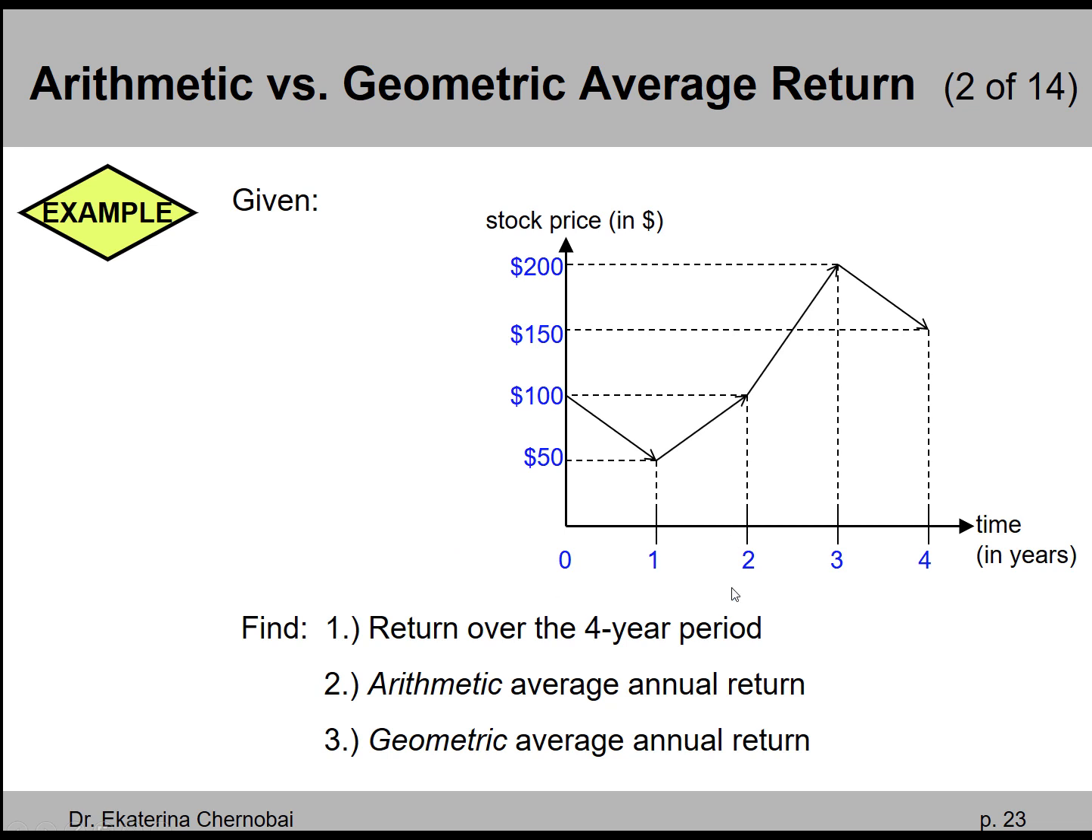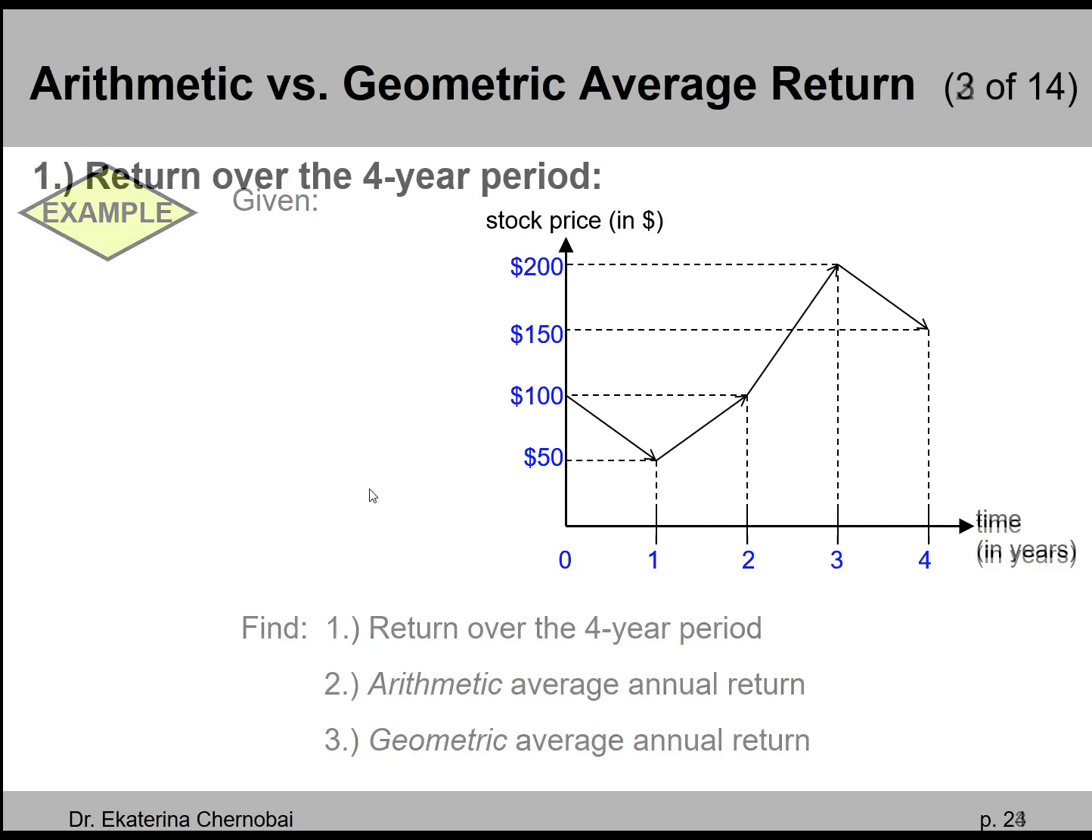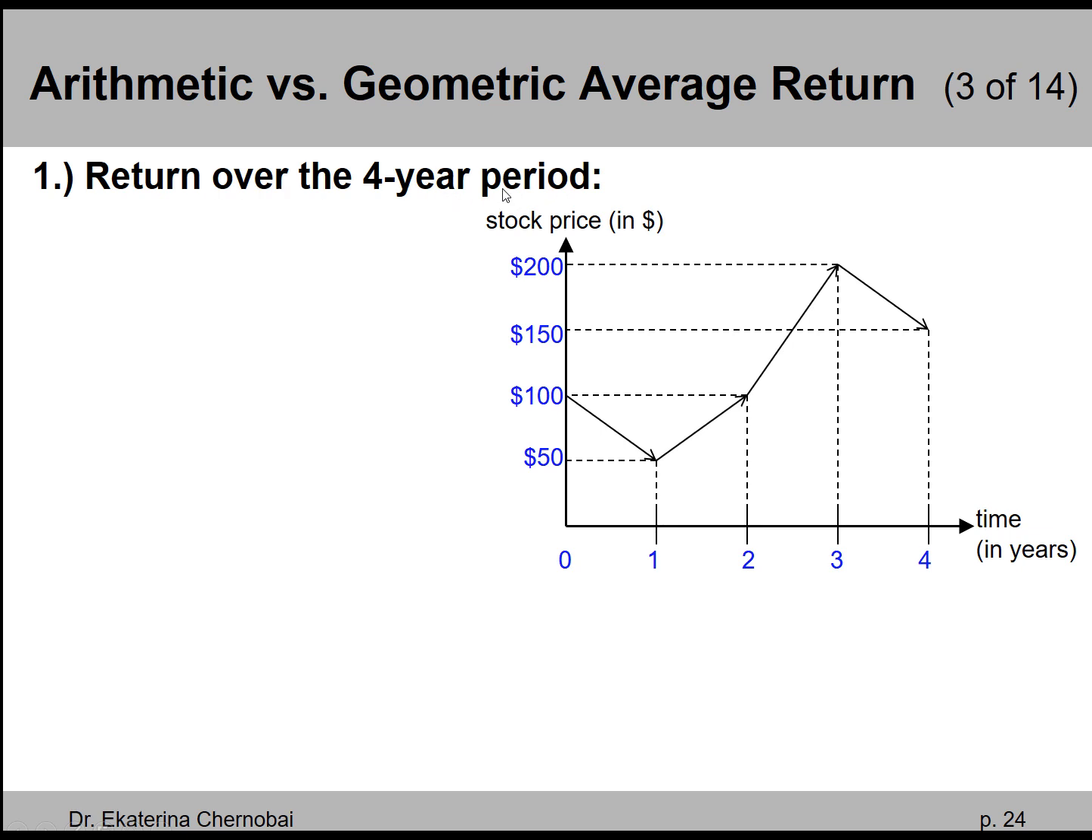Let's answer the following 3 questions. First, what is the return you made if you bought this share of stock over the next 4 years? Second, let's calculate the arithmetic average annual return over this 4-year time period. And the third question is, what is the geometric average annual return? Let's start with question number 1. Return over the 4-year period.